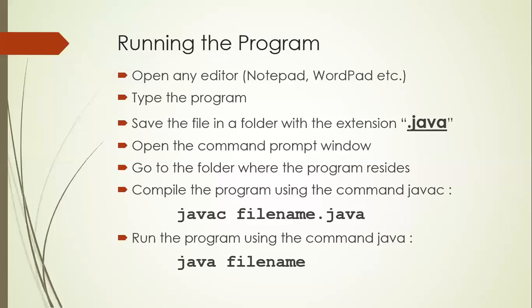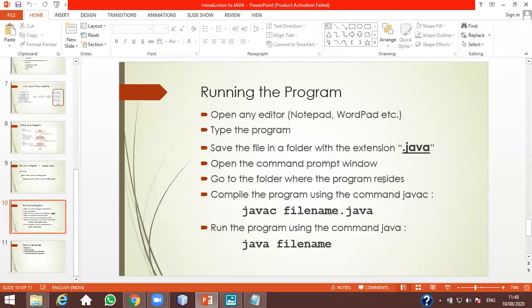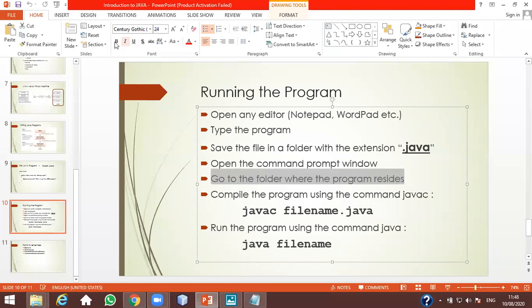Open any editor, type the program, save the file with the extension. Up to here you can do in Windows. Okay? Then what to do: go to the command prompt and go to the particular folder. This is important, because wherever you saved the file, you must compile in that place. Do you understand that point? Go to the folder where the program resides, or where the program is stored or saved.